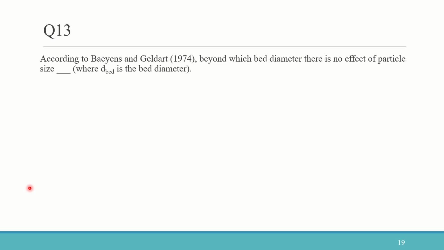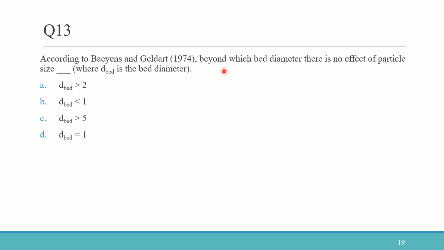In question 13, according to Baeyens and Geldart 1974, beyond which bed diameter there is no effect of particle size. Here D bed is the bed diameter. Option A, D bed is greater than 2. Option B, D bed is less than 1. Option C, D bed greater than 5. Option D, D bed is equal to 1.